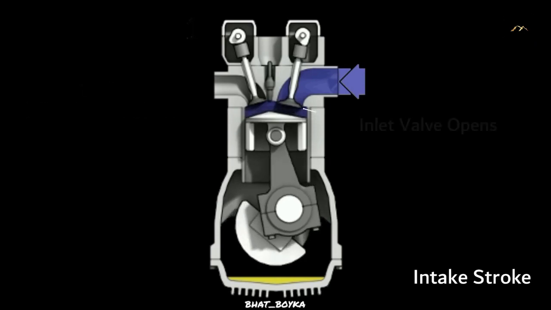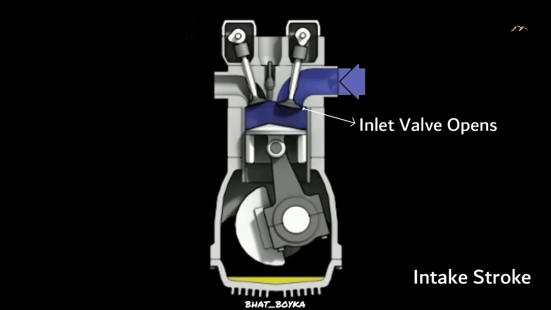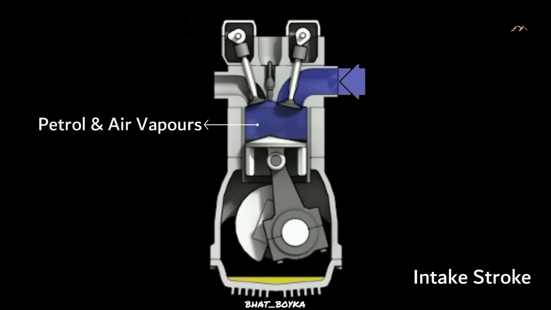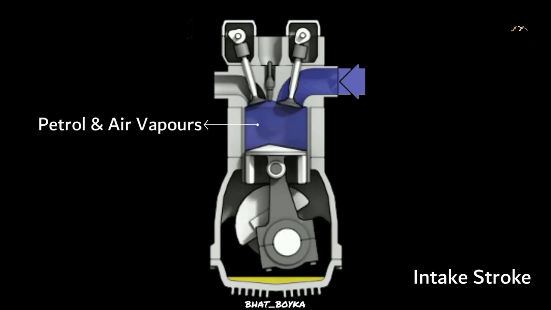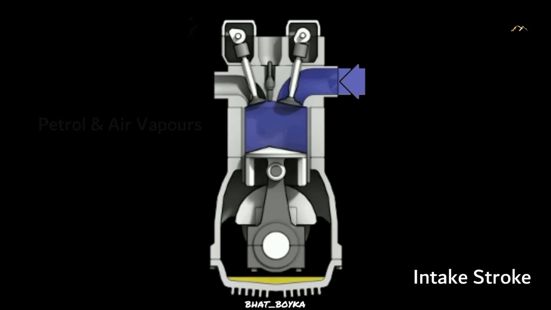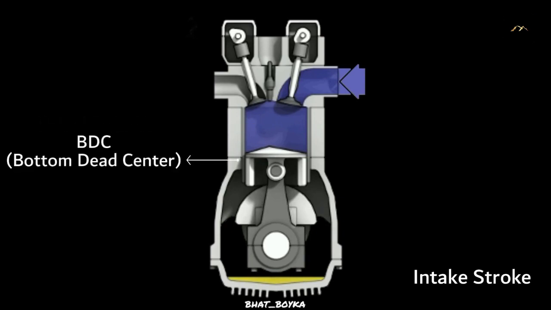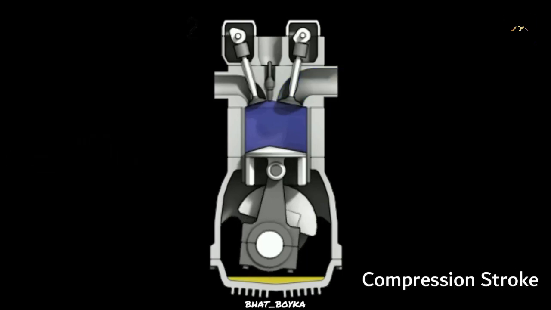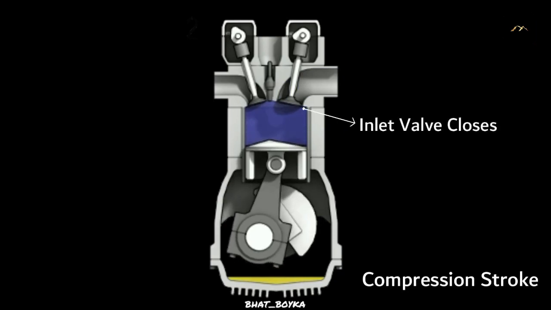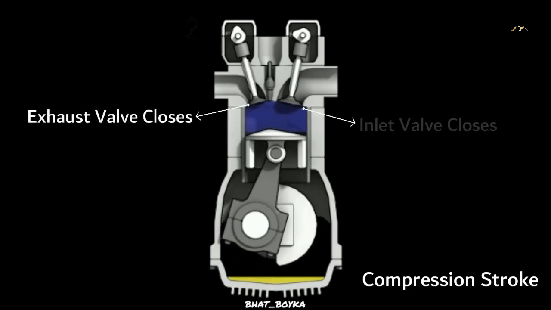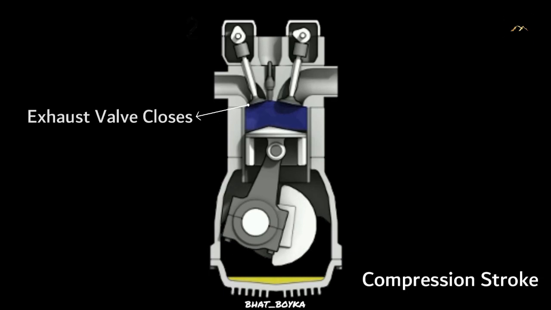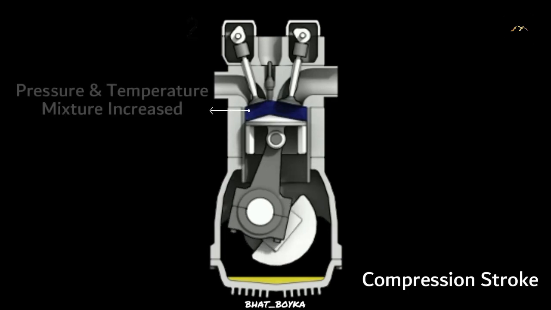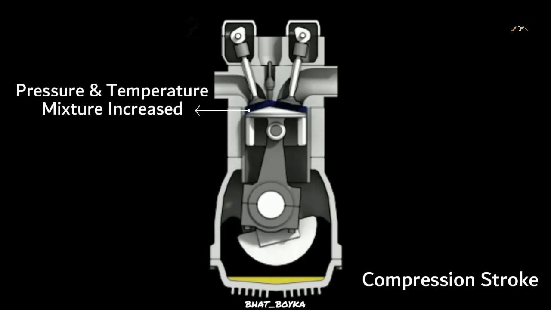The piston moves downward, the inlet valve opens. A mixture of petrol and air vapors, mixed proportionally by the carburetor, enters the cylinder and fills the space in the cylinder. The piston reaches its lowest position known as BDC, bottom dead center. Compression stroke. The piston moves up after the intake stroke, the inlet valve closes when the piston moves upward, the exhaust valve also remains closed. The piston compresses the fuel-air mixture by pushing it upward into the clearance space at the top of the cylinder. The pressure and temperature of the mixture increase during compression.